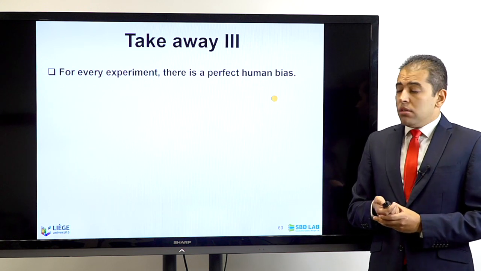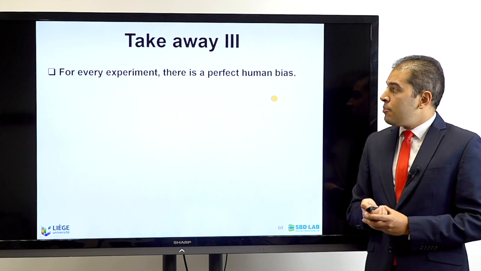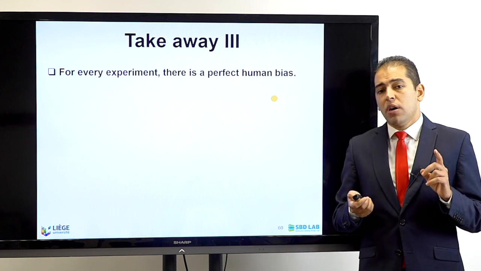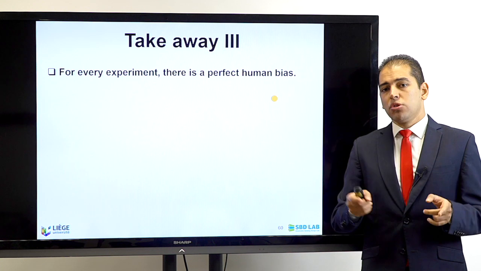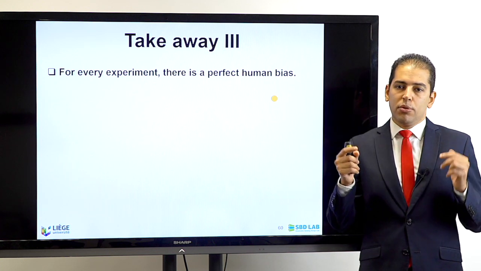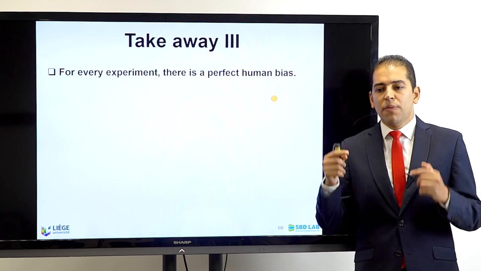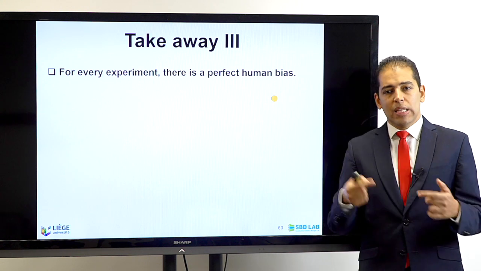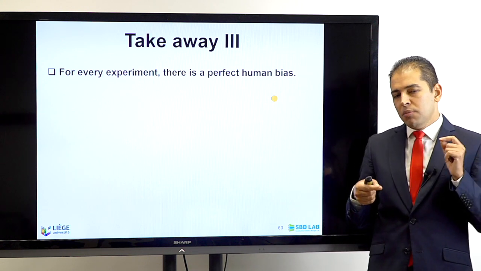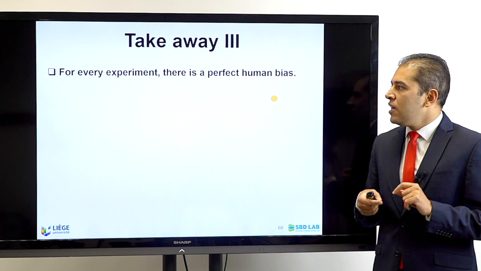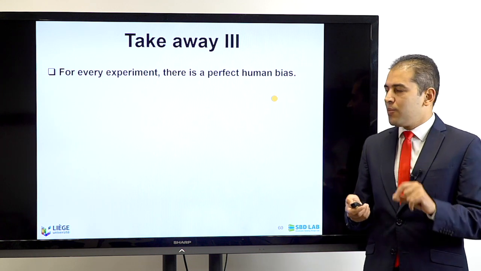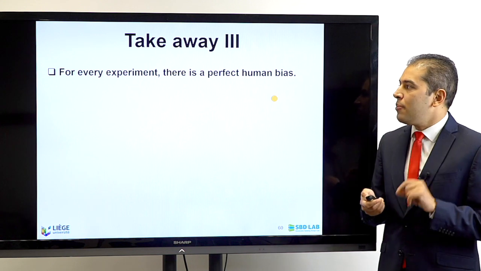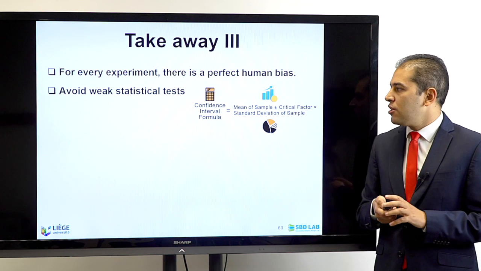Last takeaway: for every experiment there is a perfect human bias. Keep it in account. We are most of the time under the influence of our emotional brain, under the pressure to be productive, under the pressure of funding limits, time limits, deadlines. We can most of the time be easily biased. So just keep this in account. For every experiment, there is a perfect human bias. Try to avoid it. Be conscious.